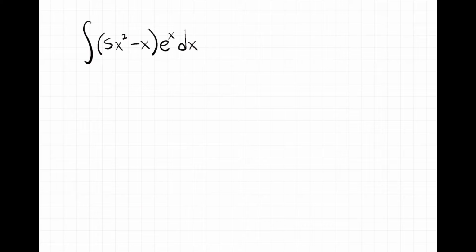There isn't a reasonable choice for a substitution here, because these two functions are totally unrelated. So a product of unrelated functions means that integration by parts is a good choice. Remember that our formula is the integral of u dv equals u times v minus the integral of v du. So if we can choose a u and a dv whose product makes up the original integrand, then we'll be able to rewrite this whole expression using the formula and hopefully end up with a new integral that's easier to solve.